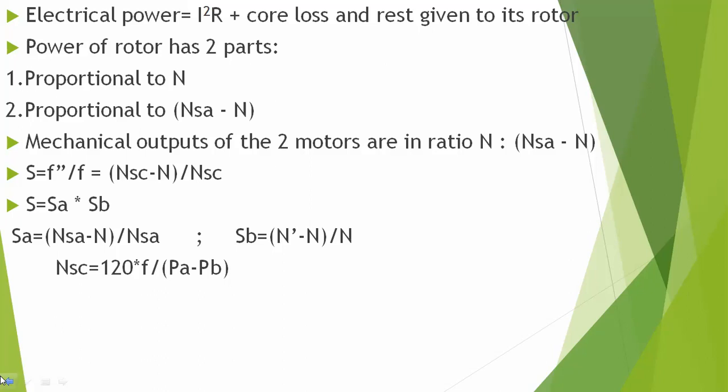So finally, we can say that the mechanical outputs of the two motors A and B are in the ratio N:NSA minus N. Okay, strictly speaking, we can say that the mechanical outputs are in the ratio of the number of poles of the motors.